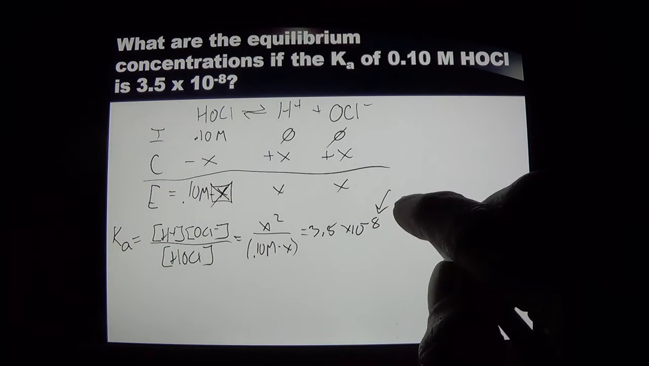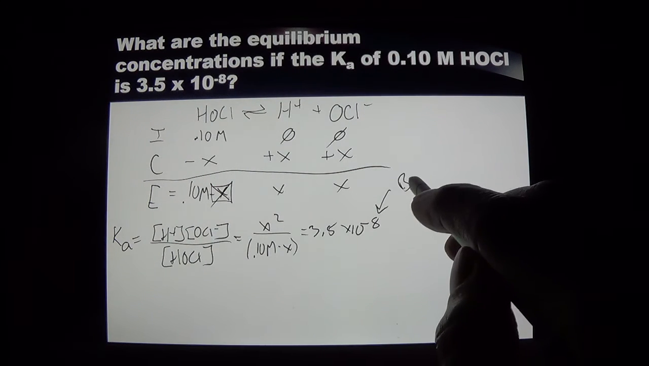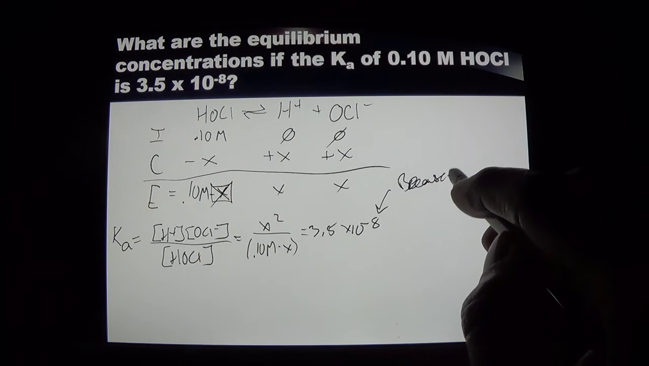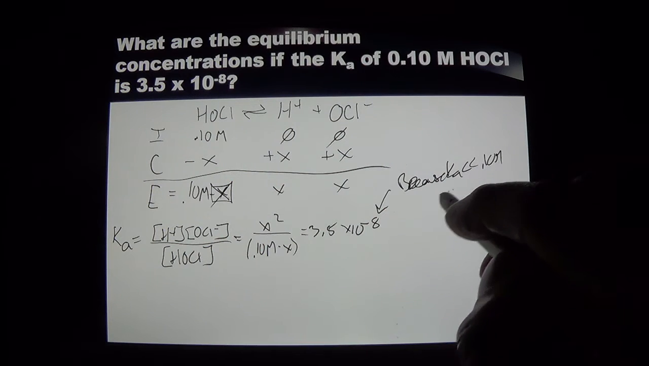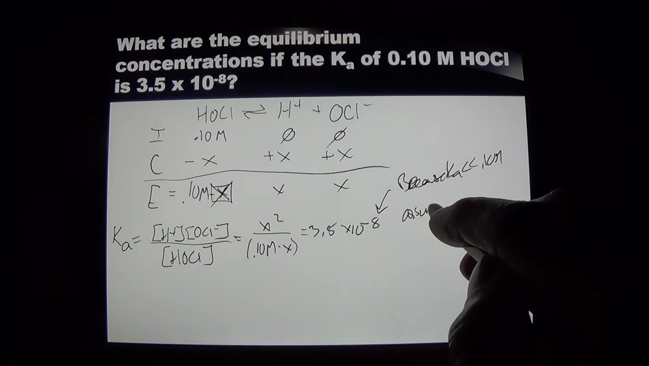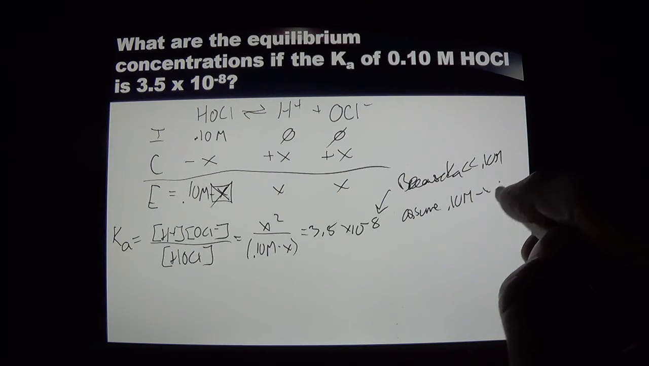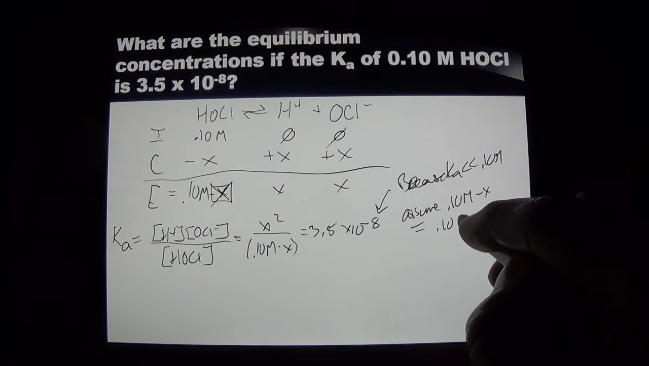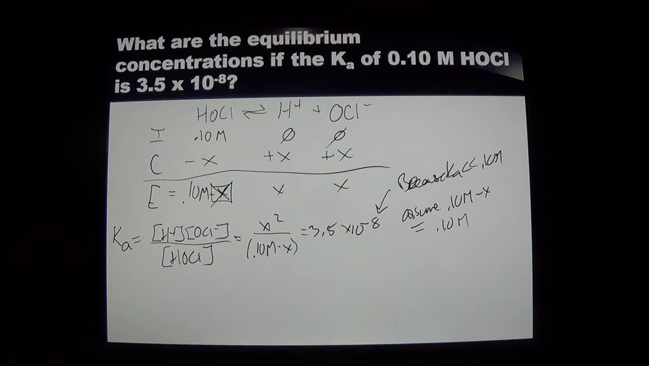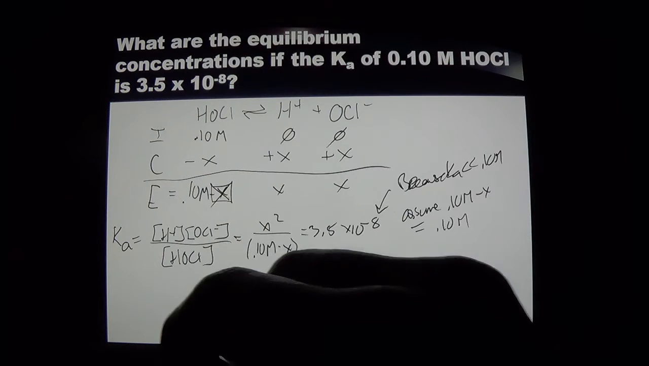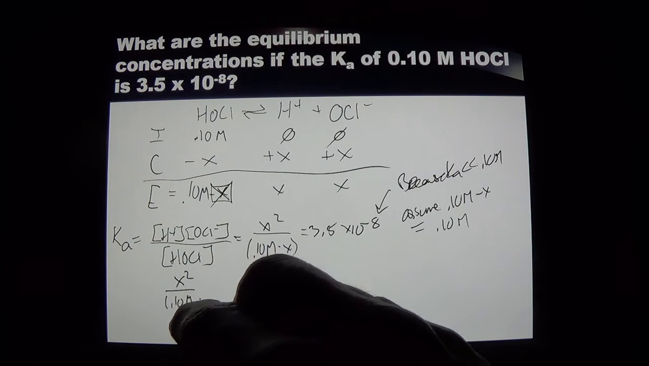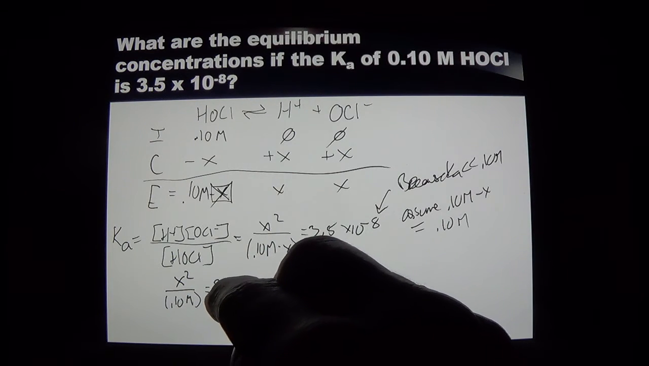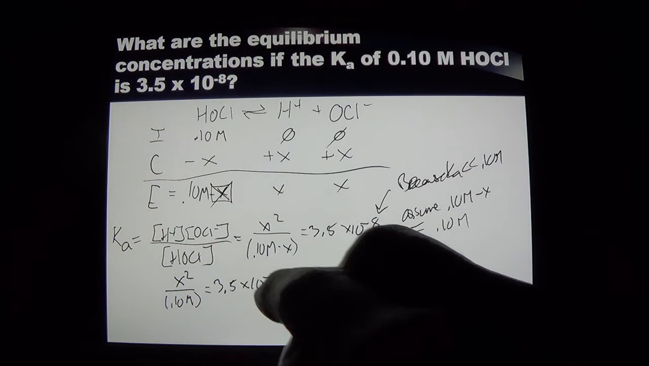So what that really means, and I would make a statement about that, is Ka is much, much less than 0.10 molarity. Assume 0.10 molarity minus x is equal to 0.10 molarity. Make an assumption. Show that that's what you're doing, because especially on the AP test, they want to see that you've done that because that proves you know some chemistry. So now I have x squared over 0.10 molarity equals 3.5 times 10 to the negative 8.